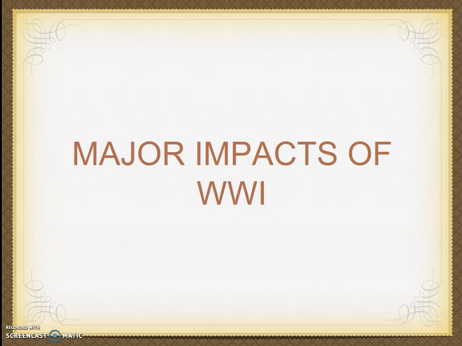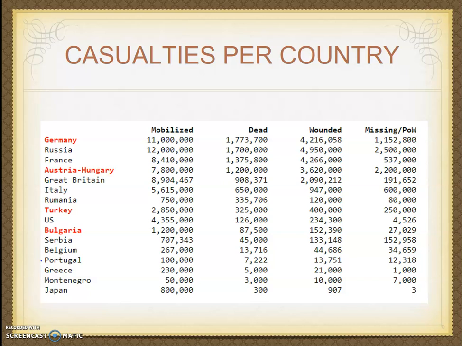Hello everyone. Today we're going to take a look at the major impacts of World War I. A lot of times people talk about things happening during the war. Well, what do we see happen after the war as a consequence of it? That may be social, political, and we might also look at the human costs that this war had. And so let's start out with the casualties.